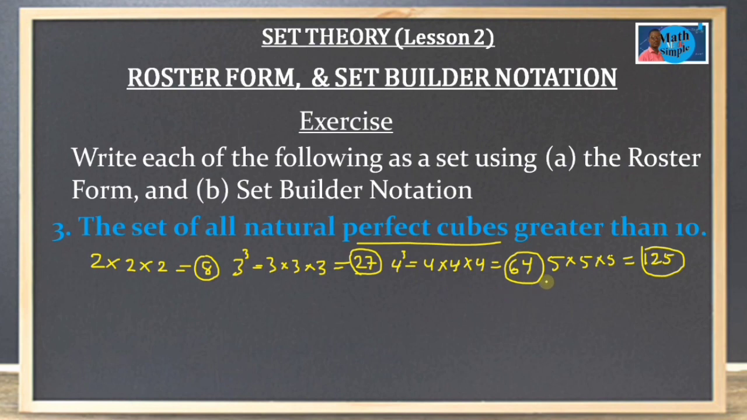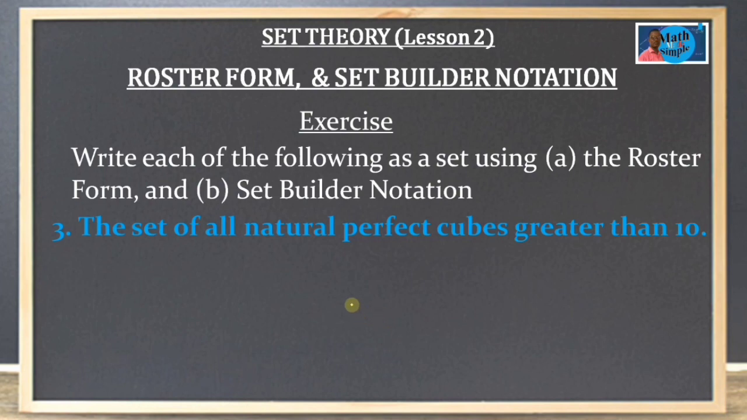So we will use them to establish the pattern. Okay, so after establishing the pattern, we go to the limit, but for this it doesn't have any limit because it says greater than 10. So all other perfect cubes that are greater than 10 are part of this set. So it's an infinite set. So for A, the set of 27, 64, 125, and continuing with 3 dots. So these are the first 3 perfect cubes that are greater than 10 and continuing to infinity.